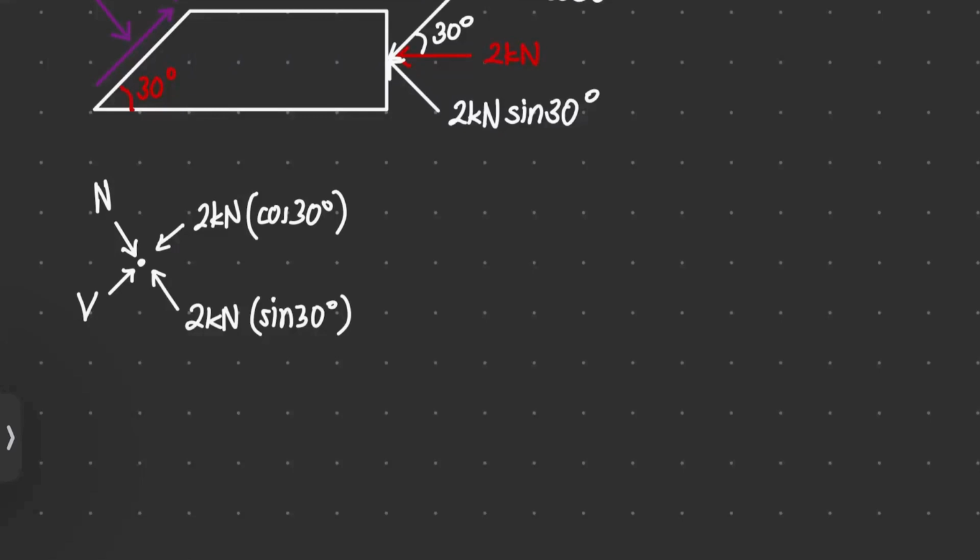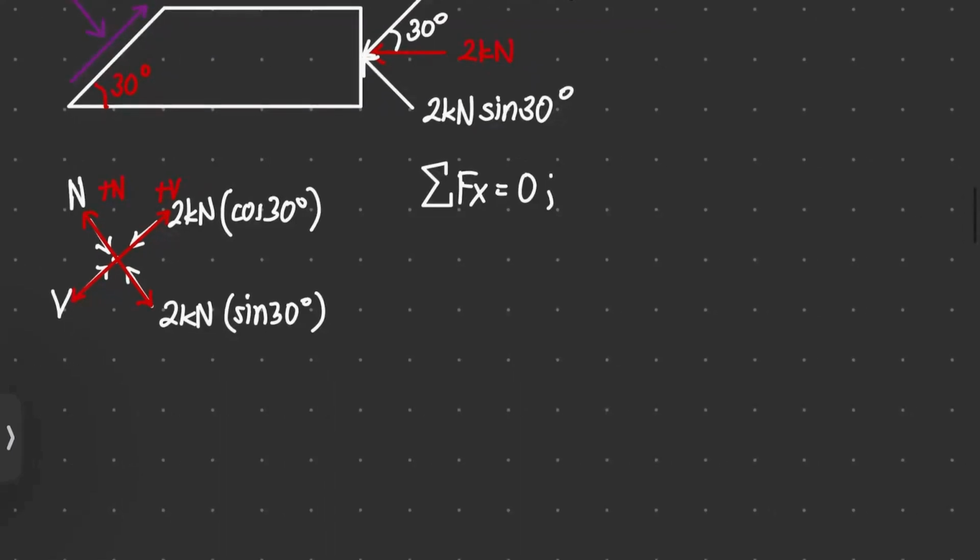So usually our axis is like this. This is the XY axis. So this is positive X. This is positive Y. But in this case, it would be better if we created a different axis wherein it's like this. And like this. So let's label this positive N axis and this as positive V axis. So let's remember the conventions and take our summation of forces. So the summation of forces along X axis must always be equal to 0.